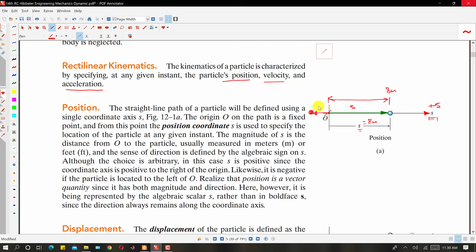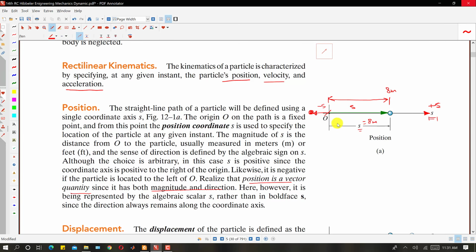Then we would say that this is minus S. So this position magnitude is negative and it's in the opposite direction. This means that this is the vector representation of this position. So the position is a vector quantity, since it has both magnitude and direction.